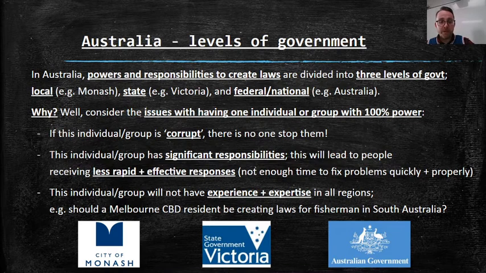Final reason is that if one person is put into power, it's possible they won't have all the experience and expertise in every region. So I am not a humanities, English, science, maths, food studies, art teacher. I only teach to something that I have experience doing and expertise doing, some expertise. Should a Melbourne CBD resident who's sitting down there in Richmond with his coffee and etc., should that guy be making laws for fishermen in South Australia? Probably not. He's probably never fished a day in his life. So you want people who are local to be dealing with those local problems.